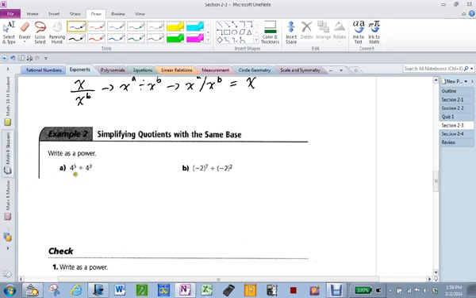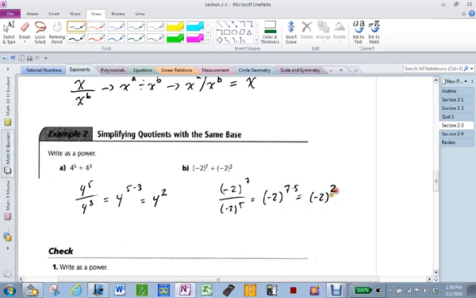So, what do I have here? It's 4. How do I write this in grade 9? 4 to the 5th over 4 to the 3rd, which is what? 4 to the 5 minus 3, which is 4 squared. What's this in grade 9? Negative 2 to the 7th over negative 2 to the 5th, which is negative 2 to the 7 minus 5, which is negative 2 squared. Oh, sorry, it's 7 over 5. It's 2. I don't know why I wrote 5.